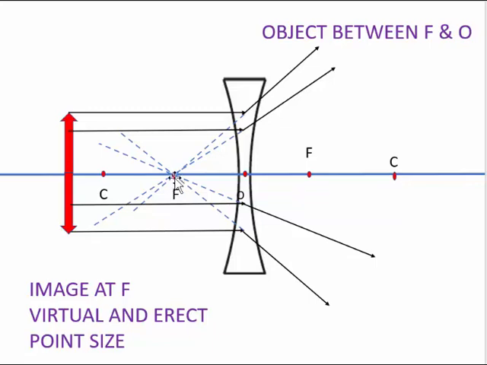Now, what kind of image is formed here? It is going to be a point size image, and the image will be formed at the focus. Now, because this image is not formed due to the actual or the real light rays, that's why the image formed will be a virtual image.